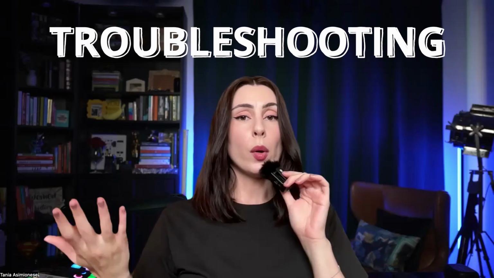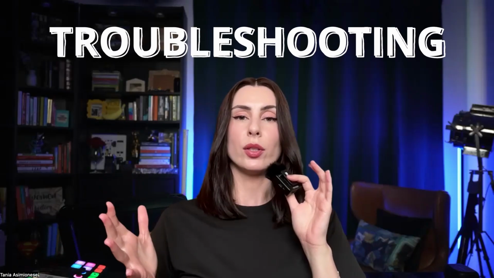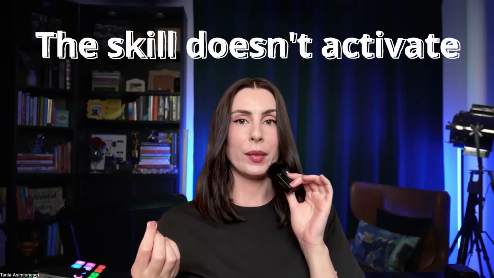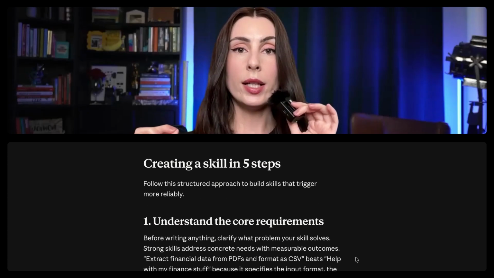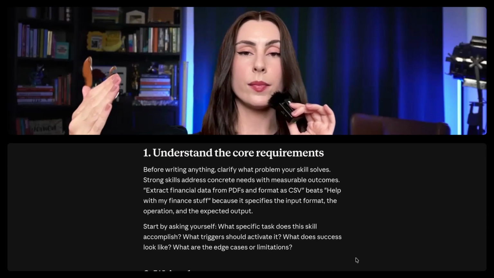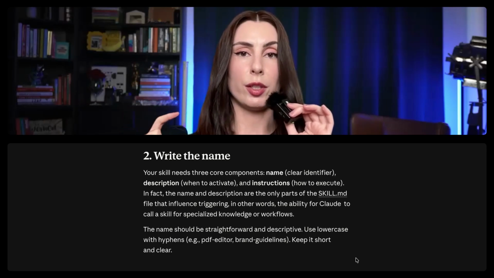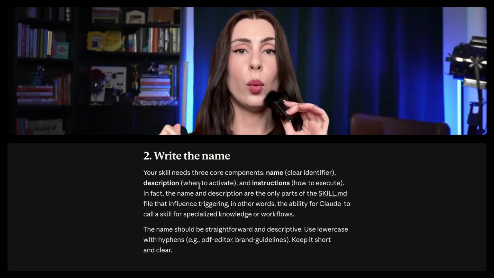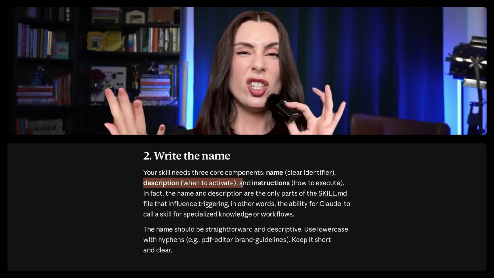Let's talk about when things go a little bit wrong. How do we troubleshoot skills? Well, most skill problems fall into one of 6 categories. And the fixes are usually pretty quick and simple if you know where to look. The most common issue, by far, is that the skill does not activate when you expect it to. 9 times out of 10, this is a description or naming problem. Claude matches your request to skills based on the name and the description field. And if the words do not overlap enough, it just doesn't match.